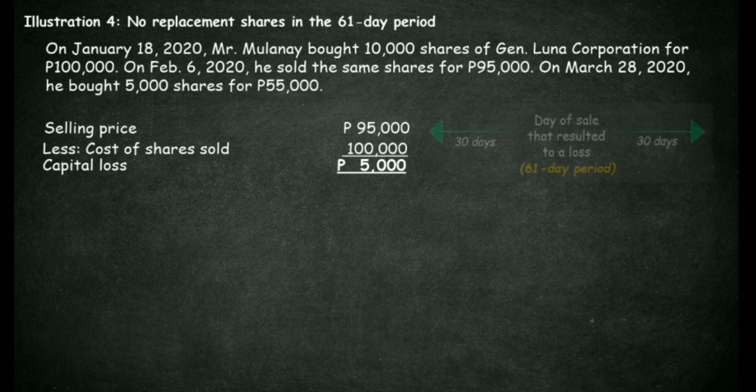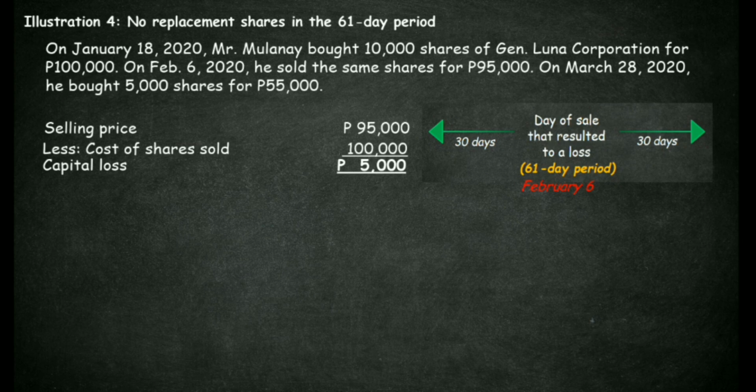So, to answer that, kailangan nating malaman muna kung meron bang wash sale na nangyari o wala. So, ito yung timetable ng wash sale. Kailan nangyari yung sale na nagkaroon ng loss? That was on February 6. And then, check natin yung purchases niya. So, etong purchases made on January 18, i-disregard natin to kasi ito yung shares na binenta ni Mr. Mulanay. Another purchase transaction is on March 28, 2020. Bumili siya ng 5,000 shares for 55,000.